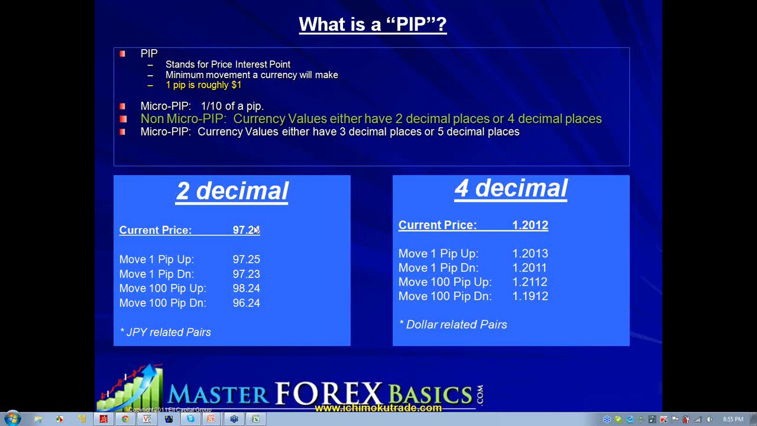Okay, so if my charting platform tells me the price is 97.24, everyone see that? We're dealing with 2 decimal places here. This last digit here, if it goes up one pip, that's going to 0.25. If it goes down 1 pip, that's going to 0.23. Everyone see that? If this goes up 100 pips, that's going to go to 98.24. Okay? Is everyone clear on that? If this goes down 100 pips from here, that goes to 96.24.